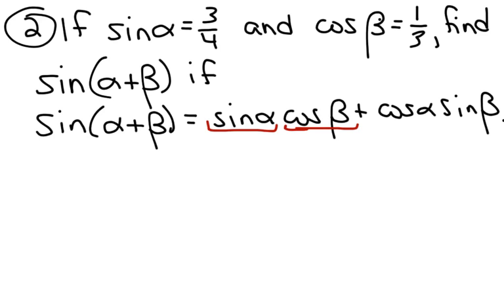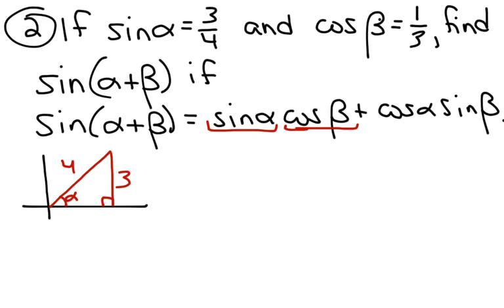The problem is in the second half of the equation. I don't know what the cosine of alpha is or the sine of beta, but I can find it. So this is what I'm going to do. I'm going to draw a triangle here in quadrant 1. Actually, I'm not going to call it theta, I'm going to call that alpha. And we know the sine of alpha is 3 over 4.